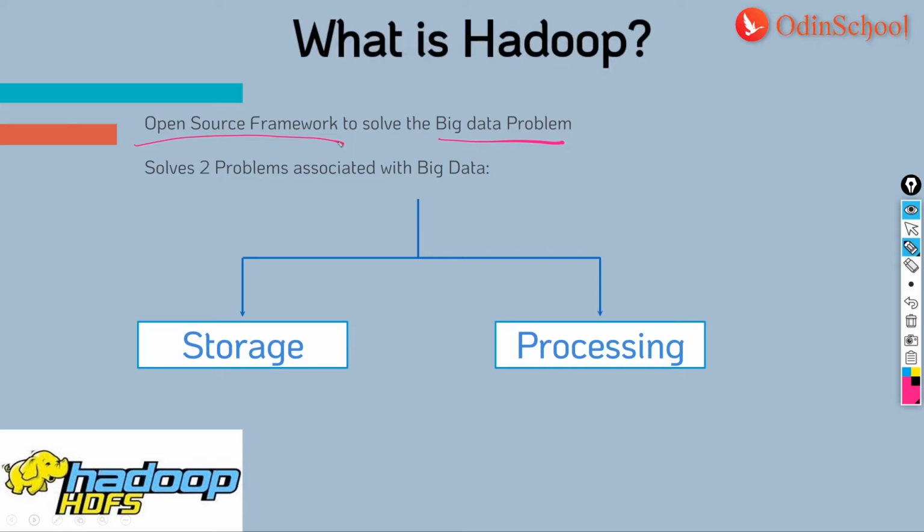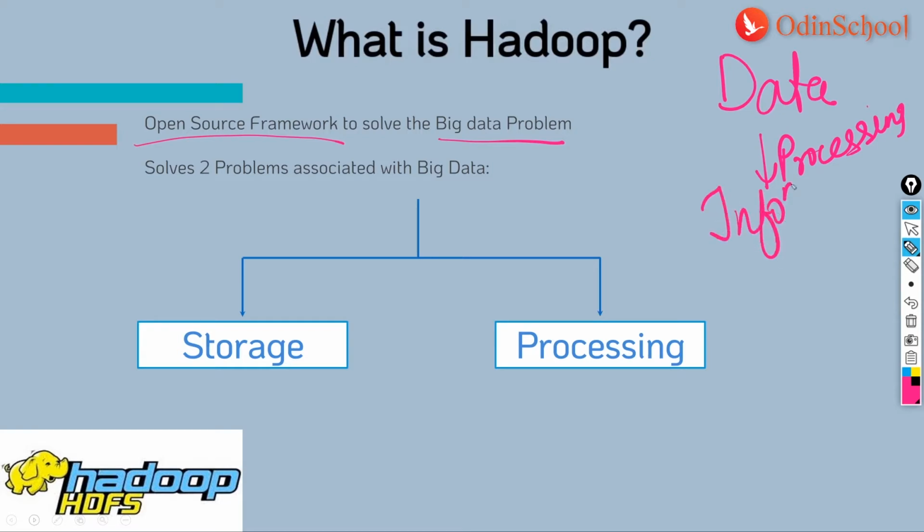So basically you have to process the data. Let's say this is data. You have to do some sort of processing to generate information from this data. So you have to gain some insights from data, right? So big data is actually a problem which is divided into two categories. The categories of problems are storage and processing. Storage means how you store this humongous amount of data, and processing means how you extract information from this huge data set.